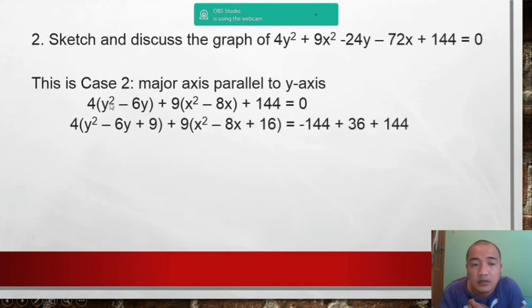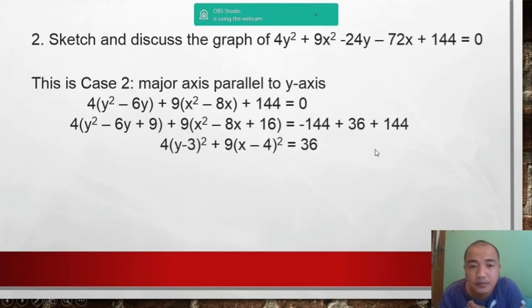So first, we group 4y squared minus 24y, then you factor it. And then 9x squared minus 72x, you factor it. The common factor is 9: x squared minus 8x. Then you complete the square. By completing the square, we add 9 times 16. You know the procedure: divide 8 by 2, then you square it. 8 divided by 2 is 4, squared is 16. So you add 4 times 9, which is 36, and 16 times 9 is 144. Then you factor the trinomials: (y minus 3) squared, (x minus 4) squared. Then divide all terms by 36.